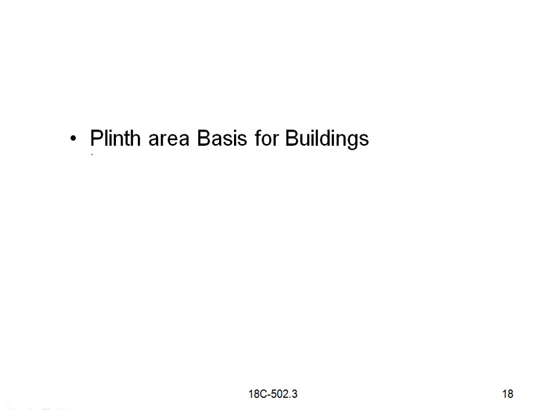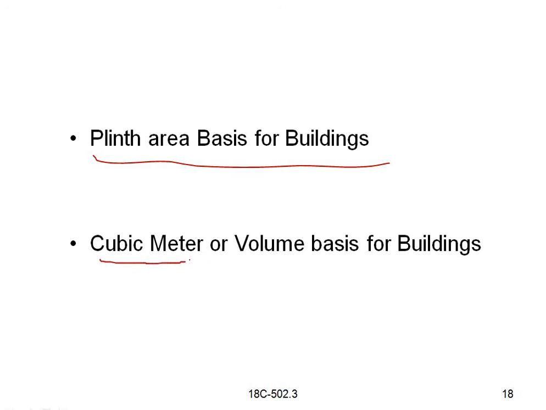And next is plinth area basis for buildings. This is used in buildings, that is, cubic meter or volume basis for buildings. We will be calculating in the form of cubic meter or volume basis for buildings. And here, what is the necessity of the preliminary estimate? Why is this preliminary estimate very useful and necessary?